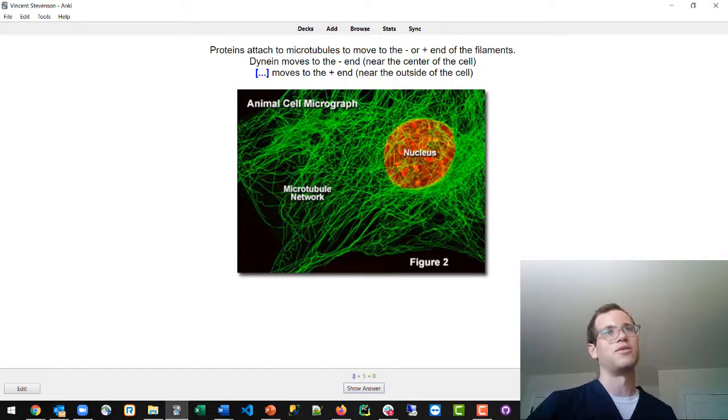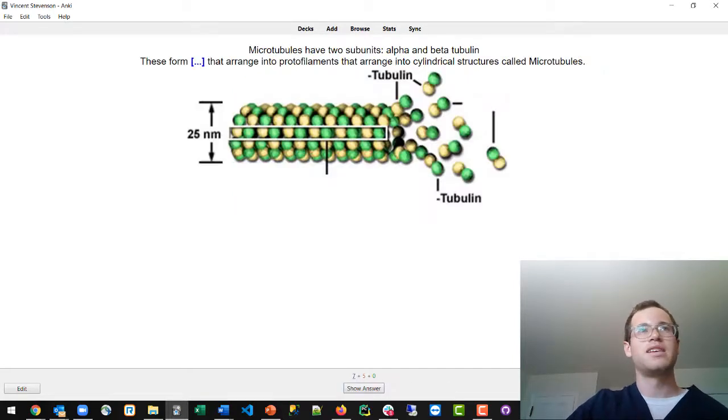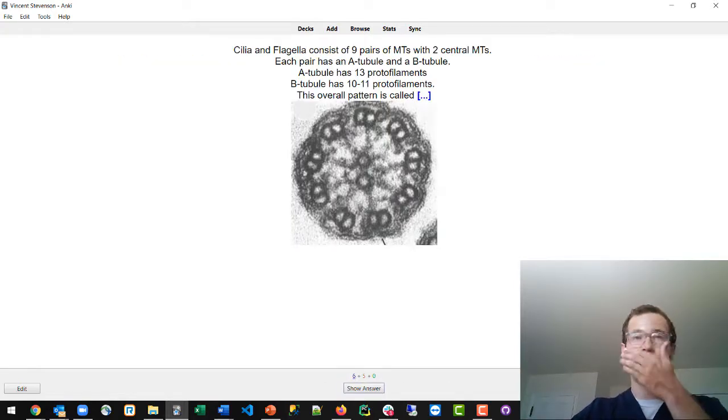Proteins attached to microtubules move to the outside or inside of the cell, and we know that kinesin is what moves to the plus side of the cell. When we look at the structure of these microtubules, we recognize that there are protofilaments that will come together to form the entire microtubule, or sorry, the heterodimers. And heterodimers are what come together to actually form those protofilaments.